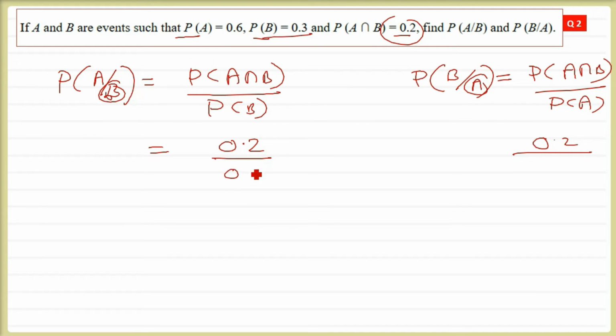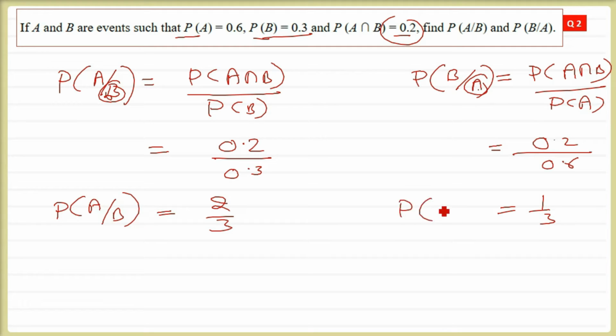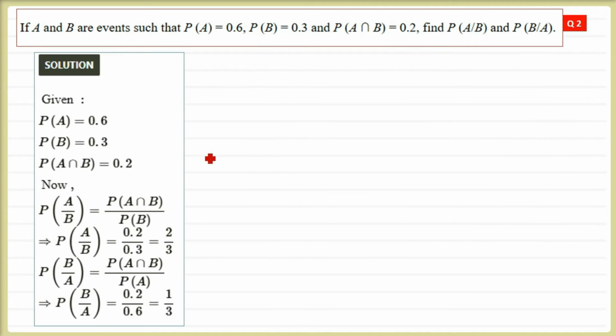P(B) will come here, so 0.3 comes here. P(A) is going to come in the denominator in the second case, so 0.6 will come. So this is going to be 2 by 3 and this is going to be 1 by 3. So the probability of A when B has happened is 2 by 3, and the probability of B when A has happened is 1 by 3. So this is the reference for you. You can take a view out of it.